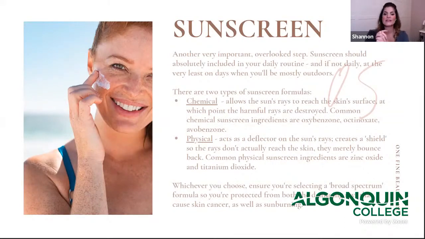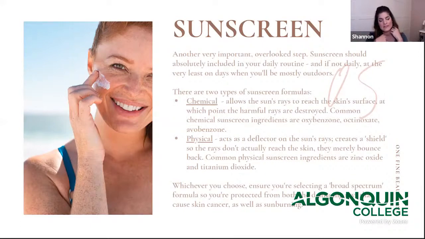Awesome, sounds good. Okay, so sunscreen, another super important and sometimes overlooked step. Obviously it should be included in your everyday routine. And if you do not include it in your everyday routine, at the very least, definitely on the days where you'll be mostly outdoors. There are two types of sunscreen formulas: chemical and physical. Chemical sunscreens are mostly what you're going to find in day creams and foundations.